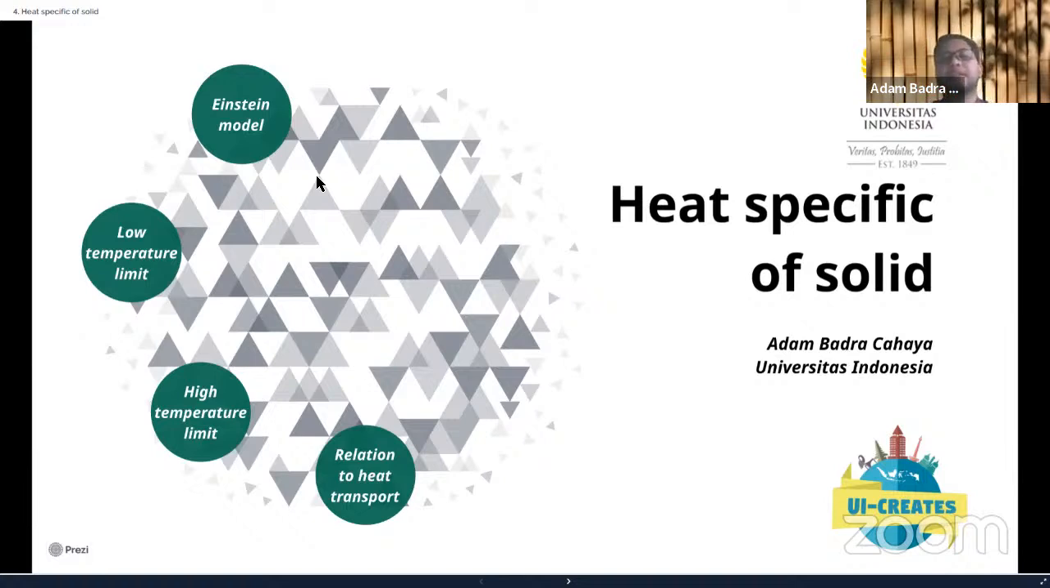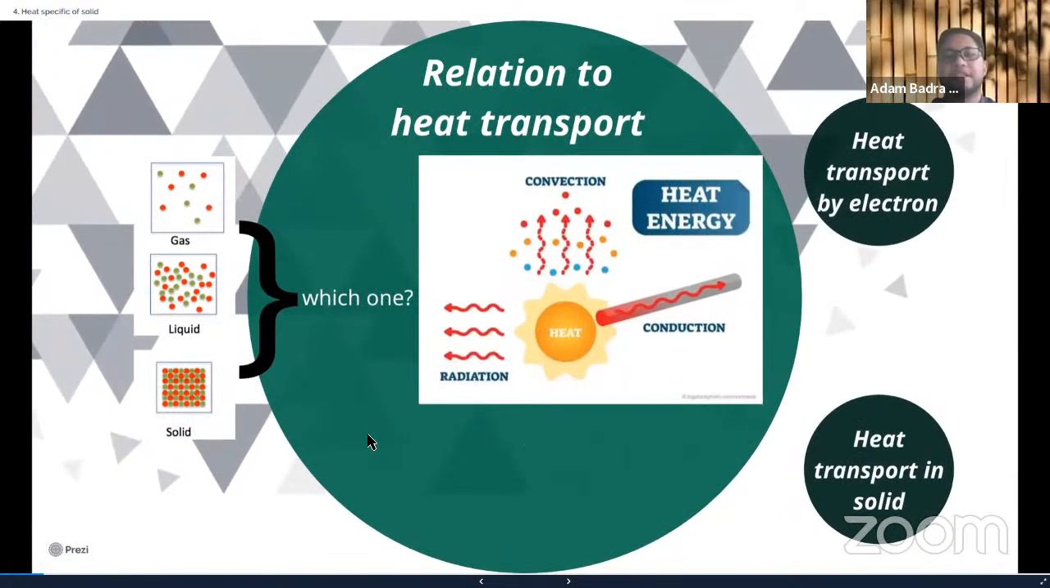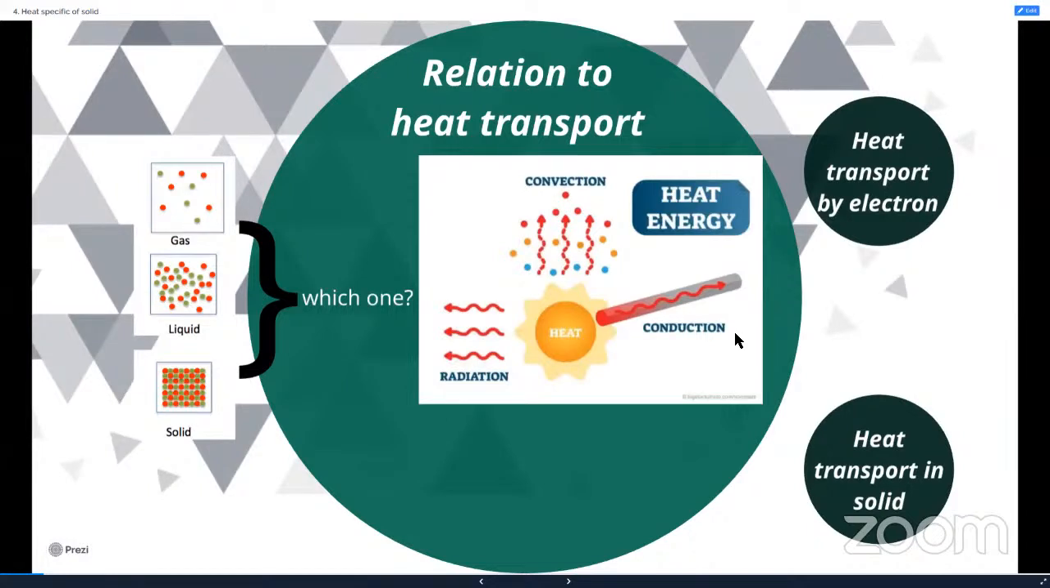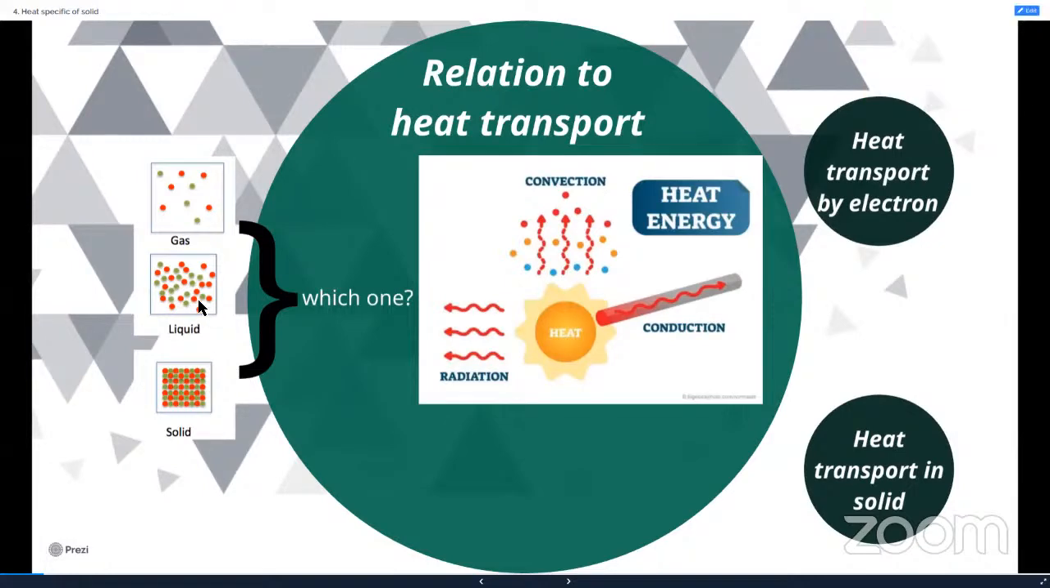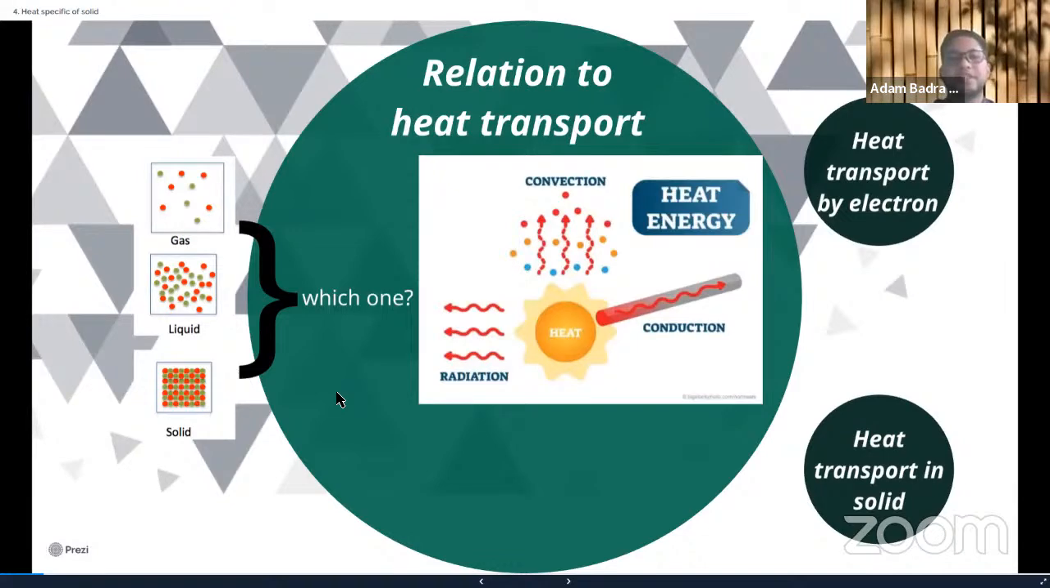Okay, first of all, why do we study the heat specific? Because previously I have shown you that it's related to the heat transport. So heat transport is divided into three: as you all know, there are convection, radiation, and conduction. If you recall, there are three basic states of matter: gas, liquid, and solid. Can you tell which one is carried by convection, which one by radiation, which one by conduction? Can you tell me? Any one of you?